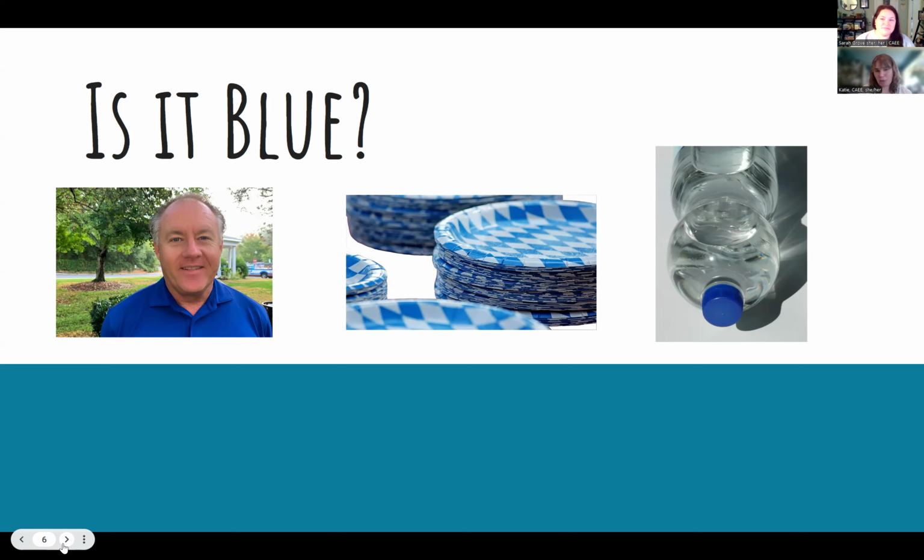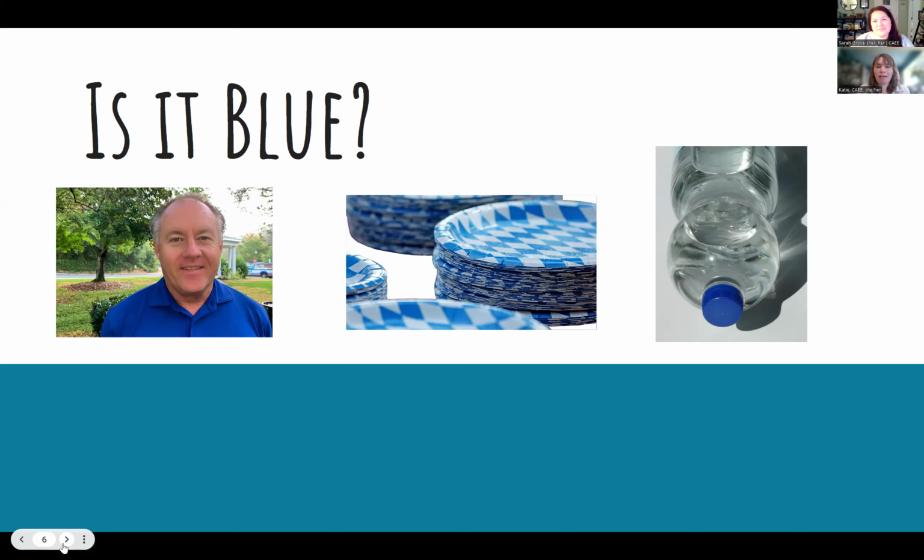Easy to say that's blue. When you look at the second picture of the plate and you've got some blue and white checks on those plates, where does that fall? Is that blue? Well, it's probably mostly blue.